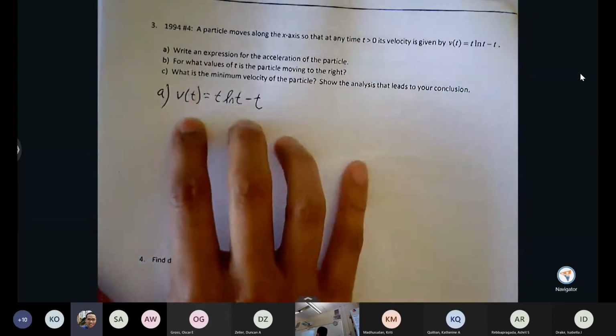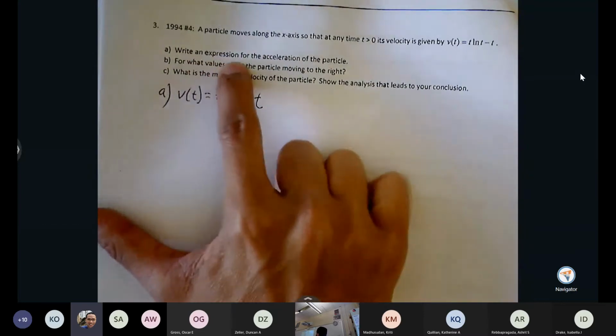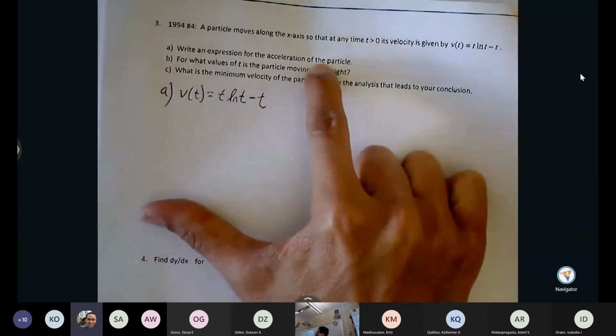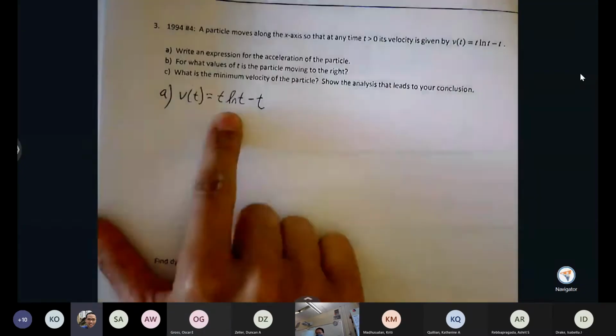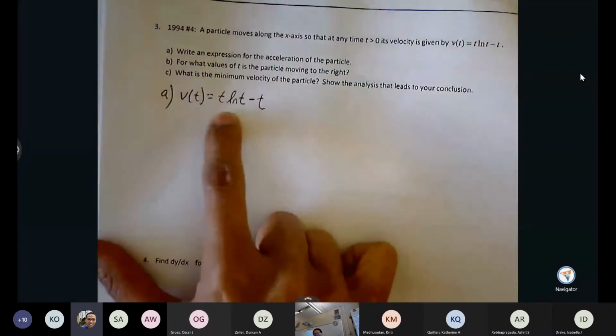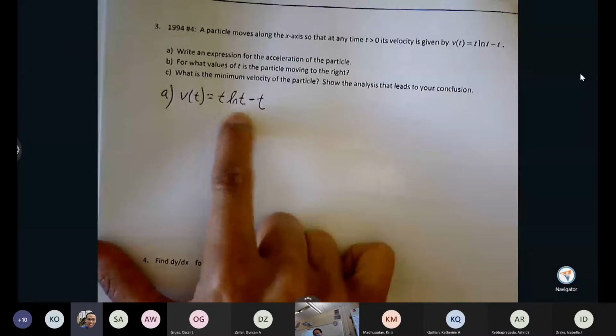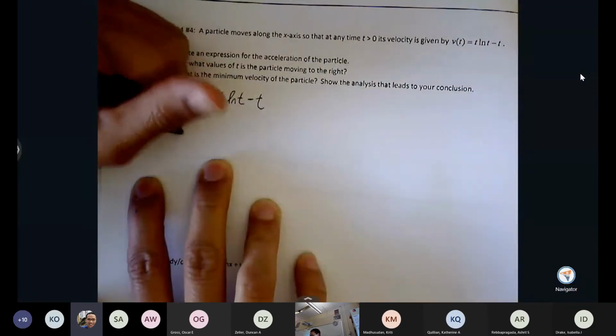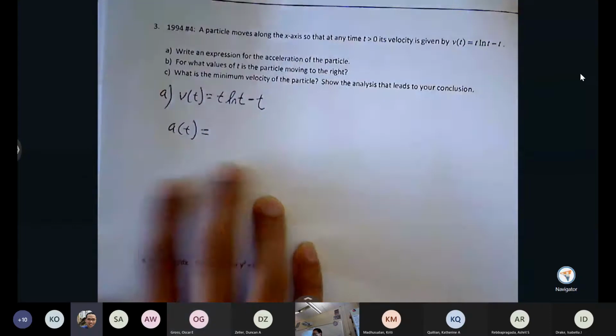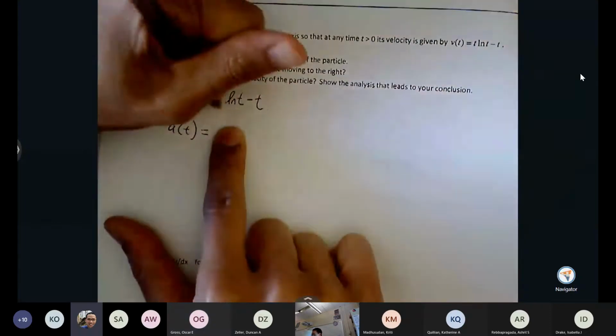How do we move from velocity to acceleration? It says for part A, write an expression for the acceleration of the particle. Find the derivative of the velocity equation. Good, right. Velocity is kind of already at the f prime level, so we're going to move to the f double prime level, which is acceleration. So we're going to find the derivative of velocity. What's involved here to find our derivative? Product rule. Good, product rule.